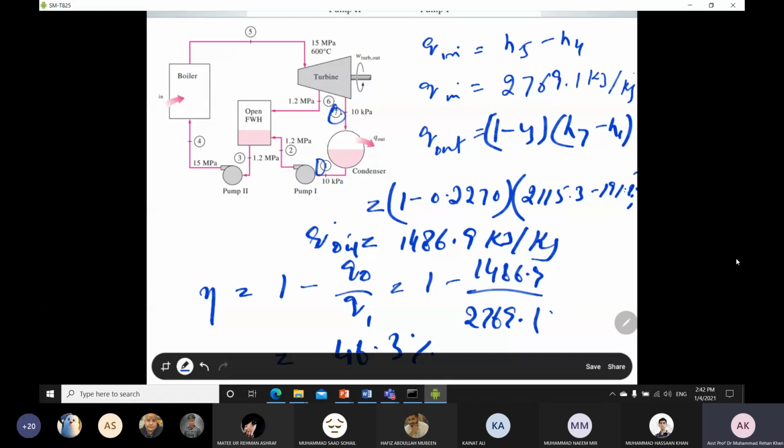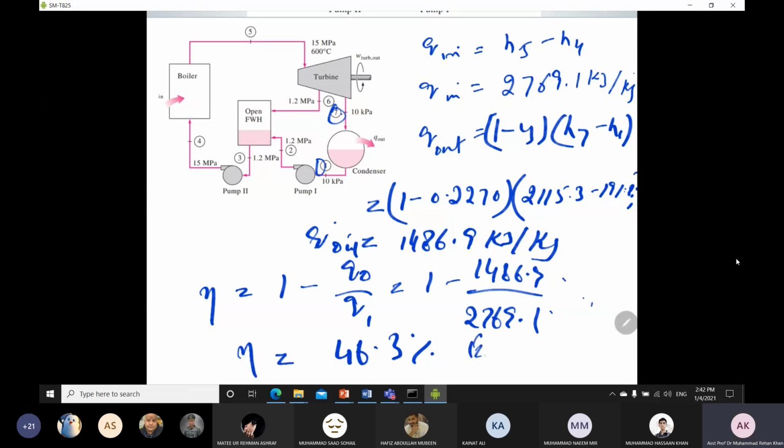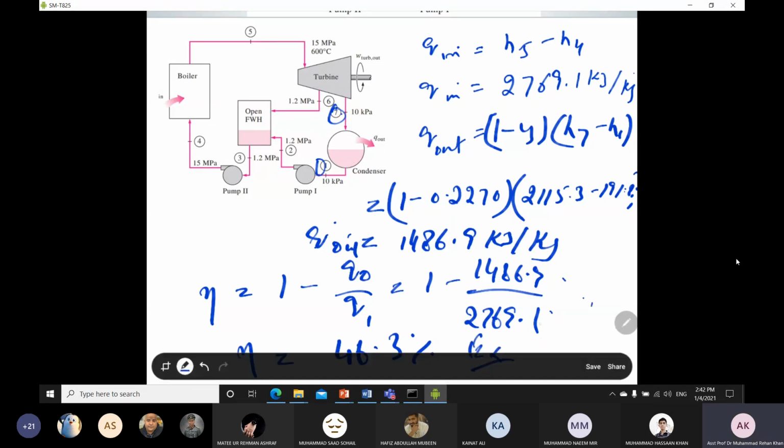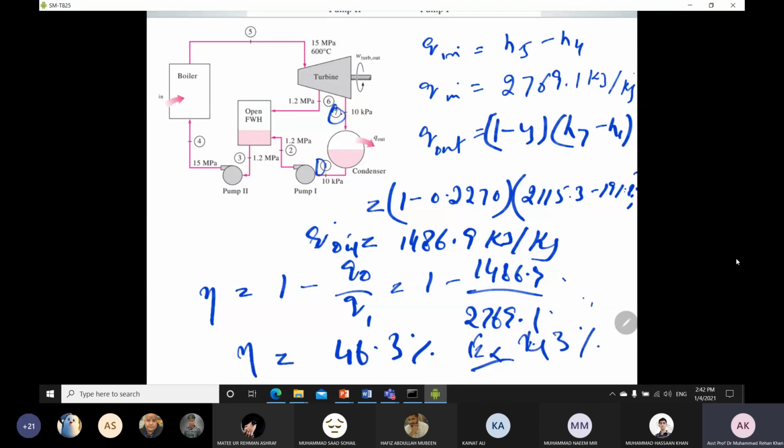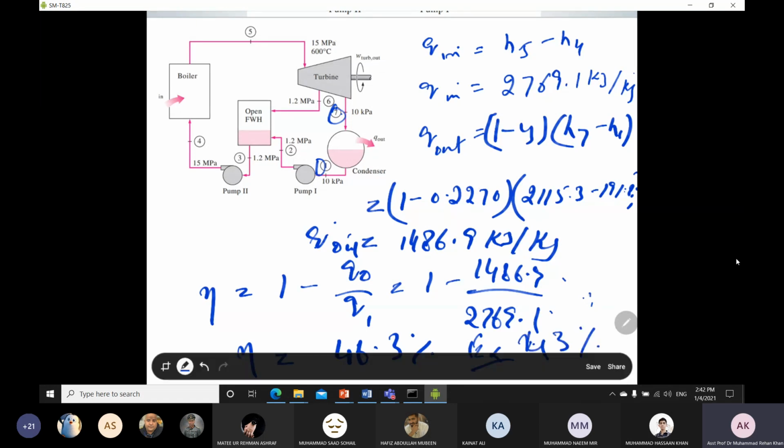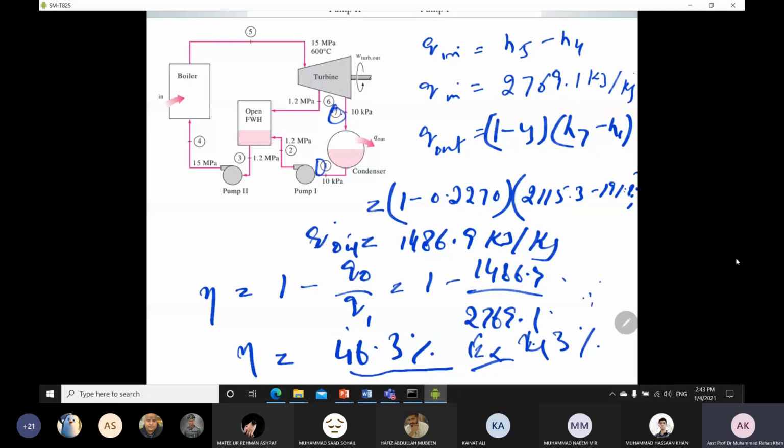Another important point is that you can compare the thermal efficiency with your example 10-3. Example 10-3 is basically the same one without the open feed water heater. In this example we just add an open feed water heater, and for example 10-3 the efficiency value is 43%. So you can see that by just adding one open feed water heater, you get a 3.3% increase in efficiency. This is how you get the efficiency increase by using the regeneration process.